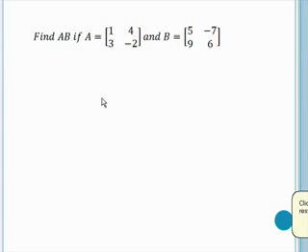Okay, darn it. It erased. That's what I was afraid of. That thing doesn't really work very well. Okay, so let's write that out again. So AB is a 2 by 2.